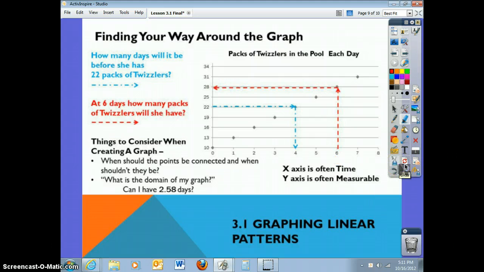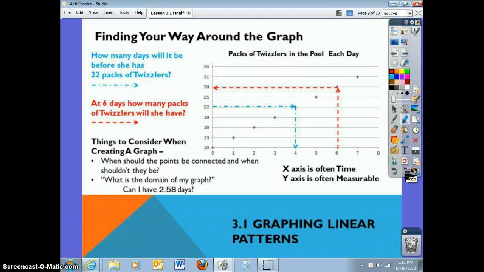Couple last things to consider. When should you connect points and when shouldn't you? We talked about this before. It depends on the situation, okay? Now, we don't have any half days here. It's not like she's standing there in front of the pool throwing in a Twizzler at a time every second. So there are no points between here and here that make any sense. Plus, she's not throwing in an 11th pack and a 12th pack, or a 14th pack and a 15th pack, so there are no points in between here and here that make any sense. So we have to leave these as separate dots.